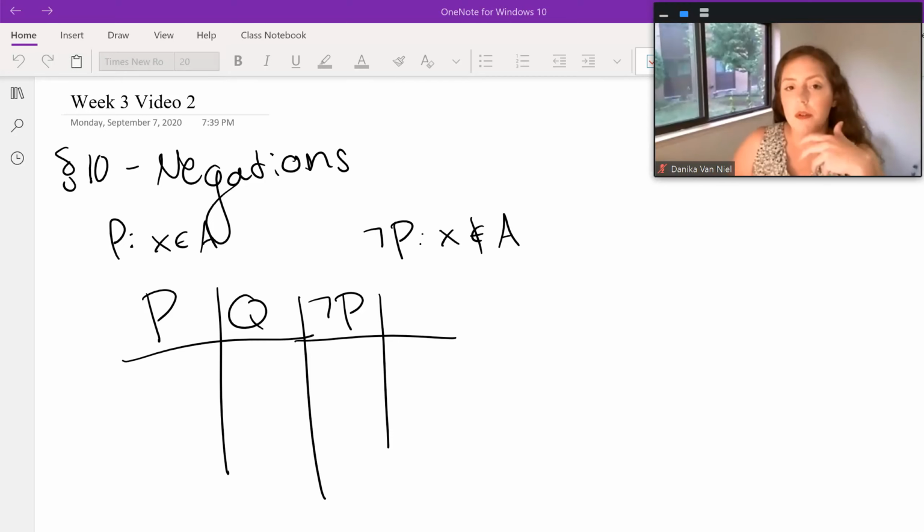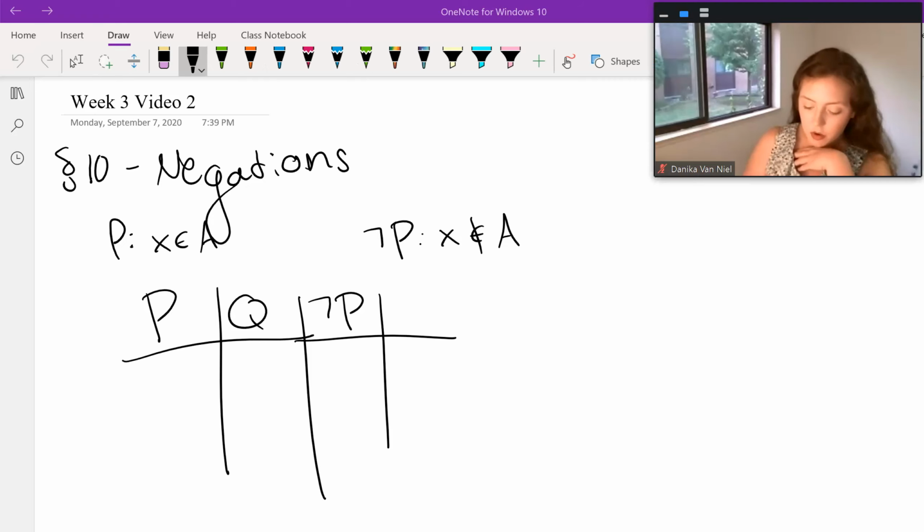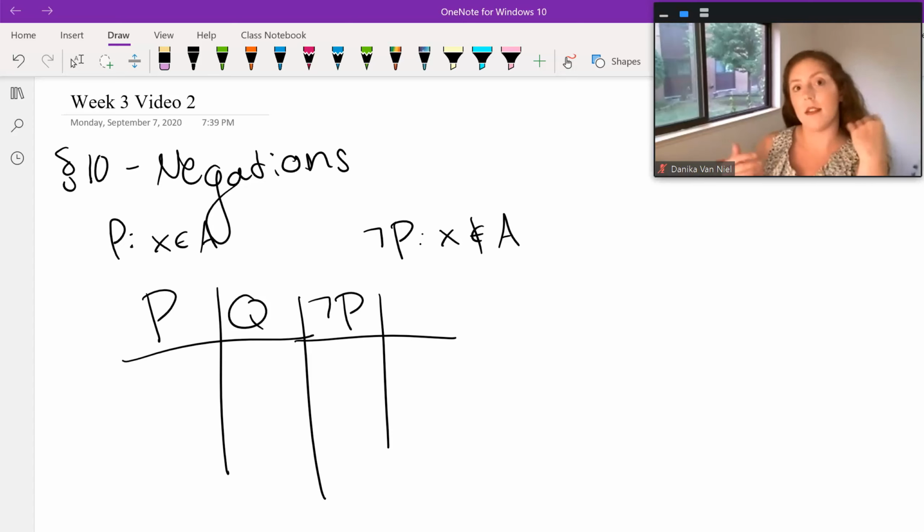So we don't always want to have to define a whole other letter when we just want to say not a certain statement. Okay, so welcome to our section 10, negations. So if we have that P is the statement X is in A, then not P just means X is not in A. Okay, it's just the negation of whatever the statement of P was.